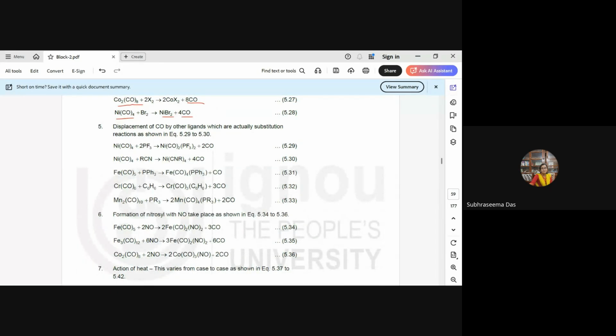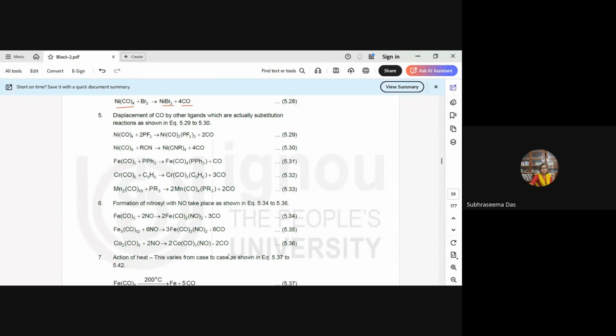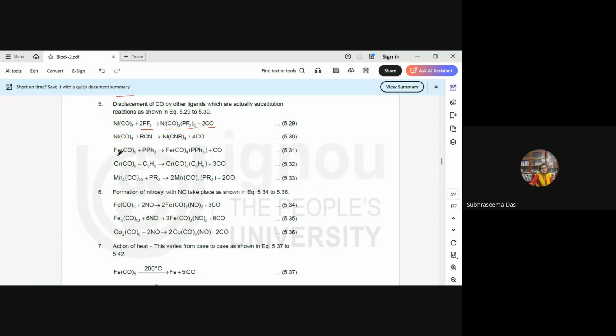Then the fifth class of reaction is the displacement of CO by other ligands, which are actually substitution reactions. So here for example, nickel tetracarbonyl plus PF3 forms Ni(CO)2(PF3)2 plus CO. This is a simple substitution reaction, or we call that a displacement reaction. Some examples have been given here. Pentacarbonyl iron, Fe(CO)5, plus PPh3, this is phosphine, forms Fe(CO)4PPh3 plus CO. So these are normal displacement reactions for transition metal carbonyls.